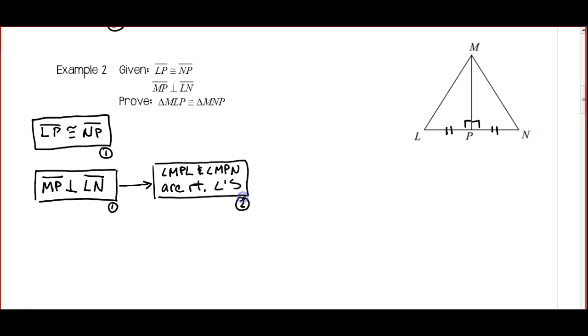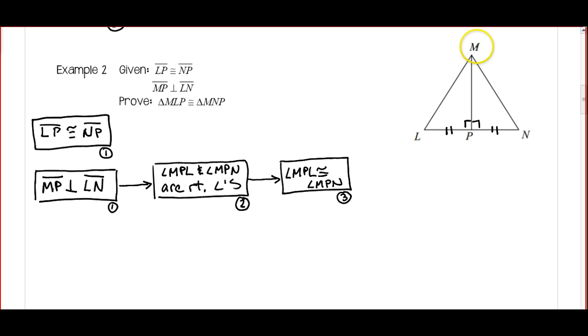And this is going to have a different reason, which I'm going to label number 2. And then once we know that they're right angles, we know that they are going to be congruent. So I know that angle MPL is going to be congruent to angle MPN, and that'll be a different reason for us. So now we've got 3 different reasons.